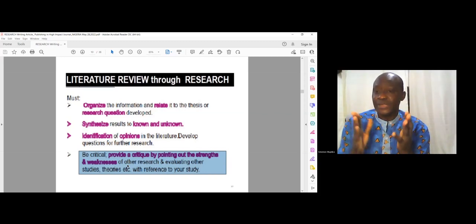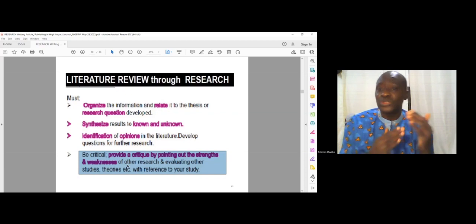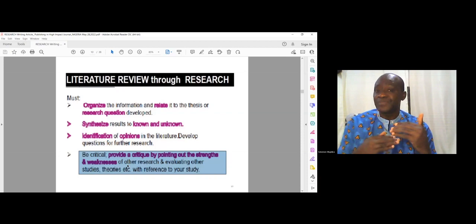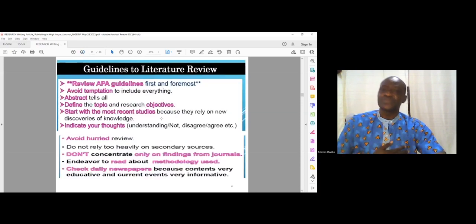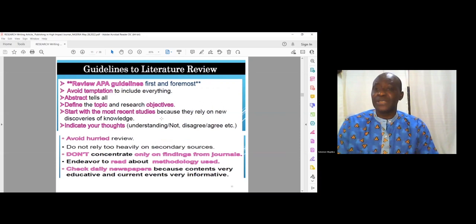Try to know your title, your working title, and then what are the literatures or study theory that is relevant to your study before you start writing, to bring out the crucial points. The guideline when we are writing literature review.